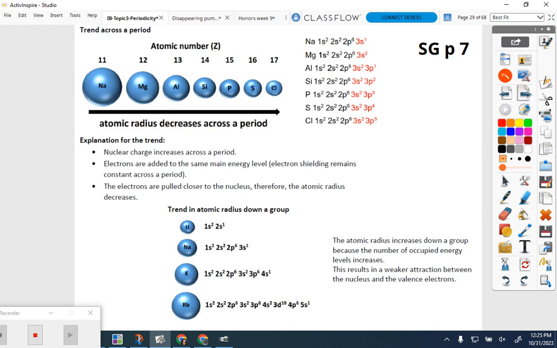As we go down the group, the number of occupied energy levels increases, and so we're going to have more electrons on the outside of the previous energy levels, but also we're going to have that weaker attraction in general, both from distance and from the shielding. Okay.